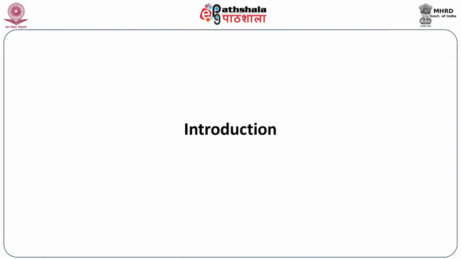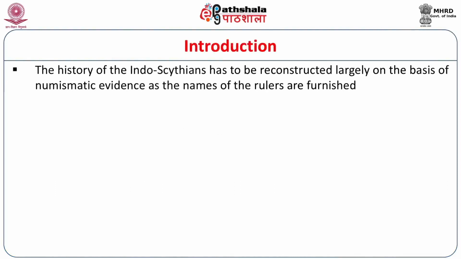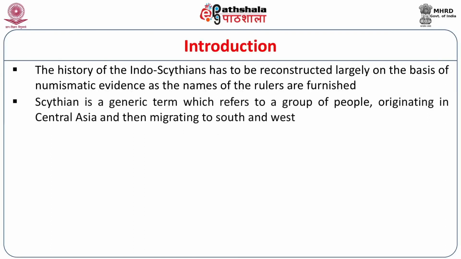After the Greco-Bactrians and the Indo-Greeks, we have the presence of the Indo-Scythians and the Indo-Parthians in this region, followed by the Kushanas. The history of the Indo-Scythians has to be studied from their coinages because other sources are very rare. Scythian is a generic term used for the people who were ruling originally in Central Asia, and from there they moved into parts of West Asia and South Asia.